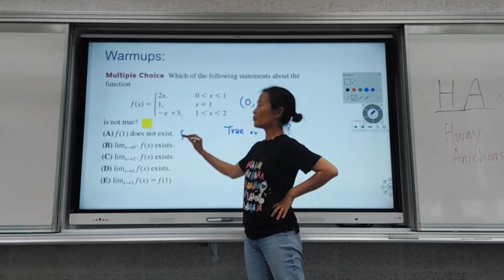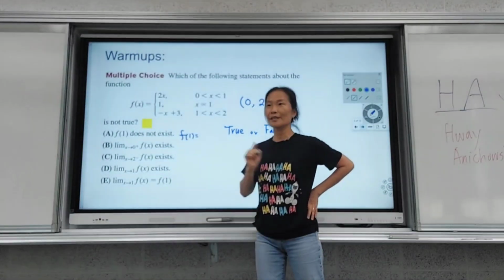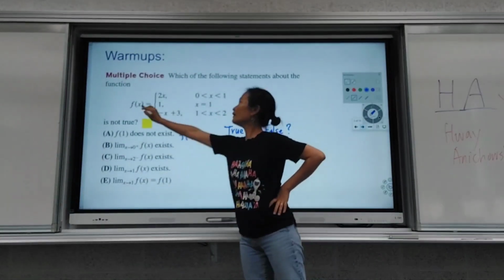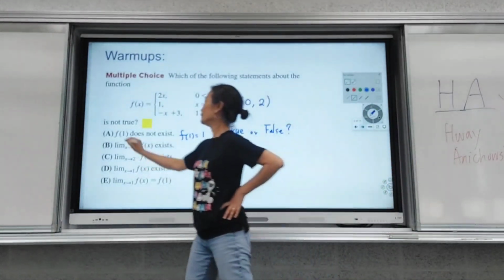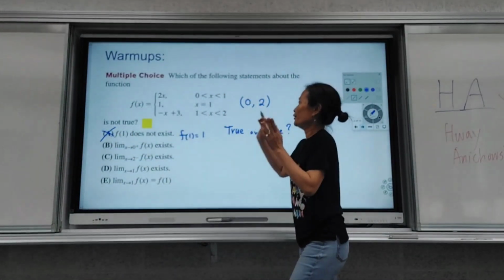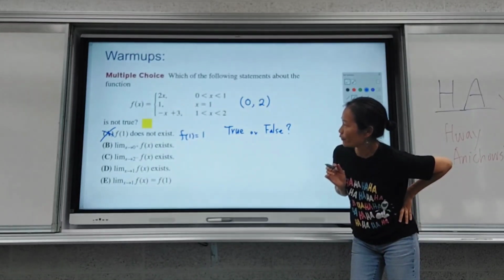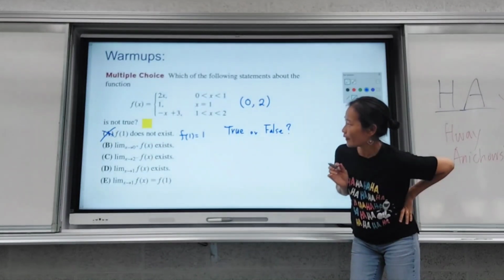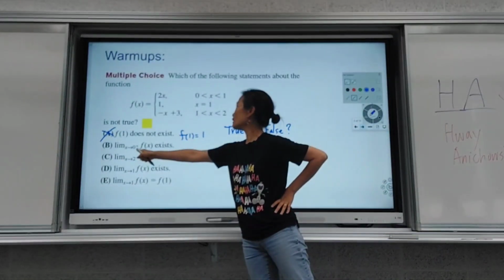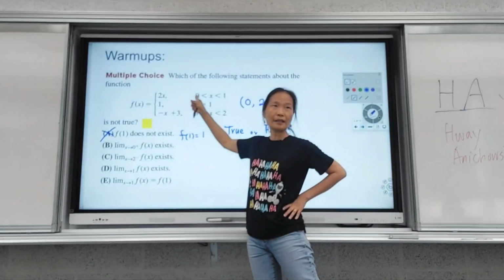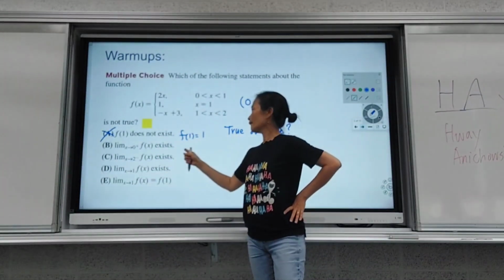If it's not true, that means it exists, right? And what is f of 1 then? It is 1. It tells us when x equals 1, y is 1. f of 1 is 1. So A is not true. Okay, B: when x approaches 0 from the right, the limit of f of x exists. Limit approaching 0 from the right. That means I'm going to sub in here, right? What is the limit? Does it exist?